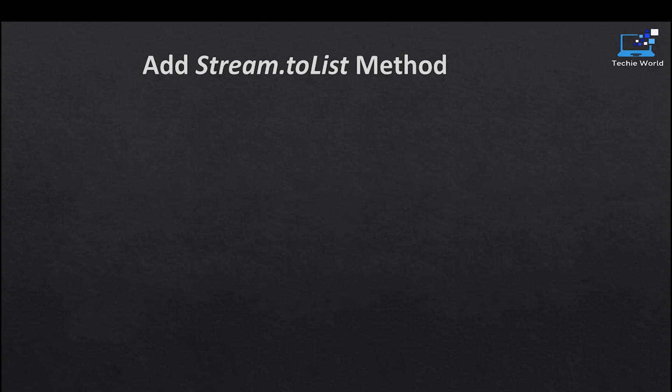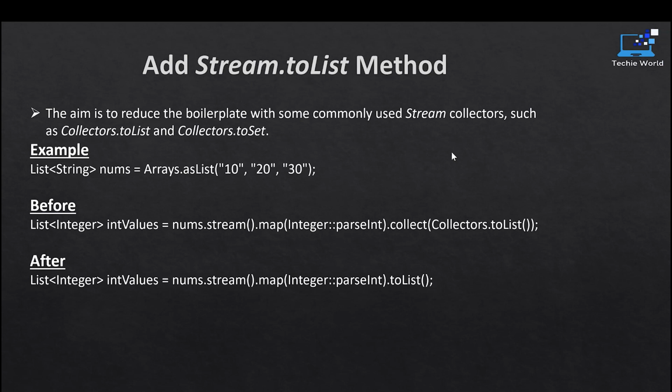If you have a look at the first point about the added stream.toList method, the aim is to reduce the boilerplate code with some commonly used stream collectors such as Collectors.toList or Collectors.toSet. That's what I already told you. So let us say you have a list of strings that is 10, 20, and 30. It is actually a number, but we are adding it as a string. Now what you want to do is convert these strings into a list of numbers and store it in a list. That is the only requirement, and print it somewhere.